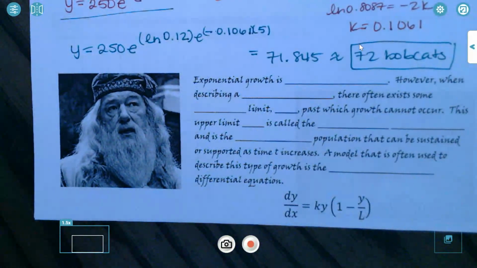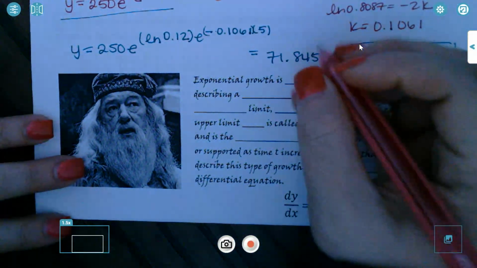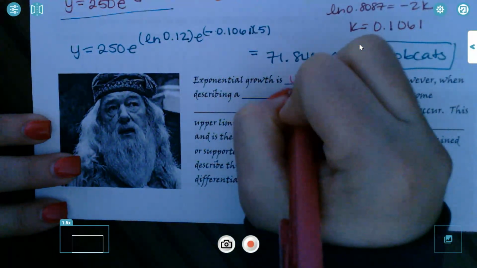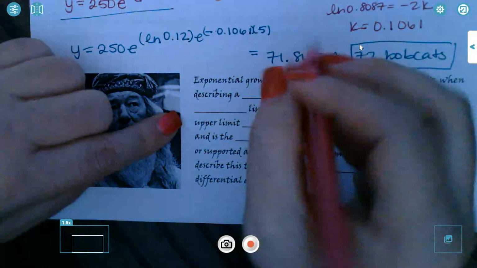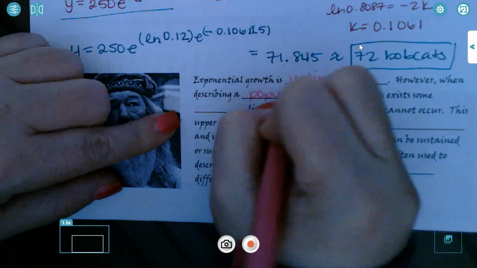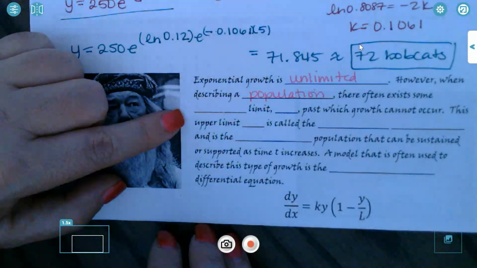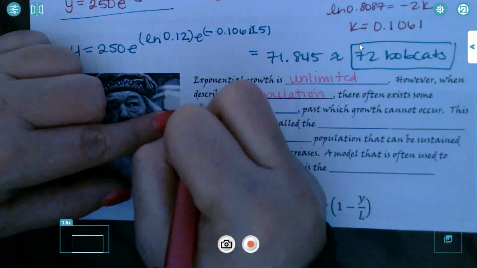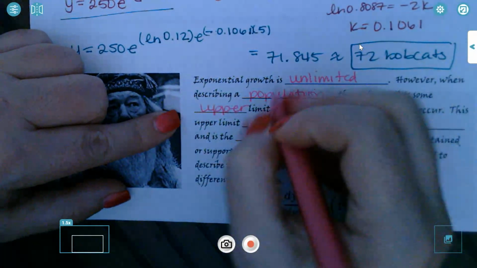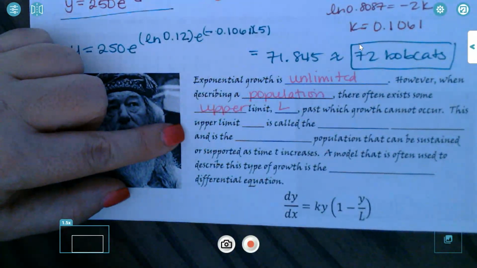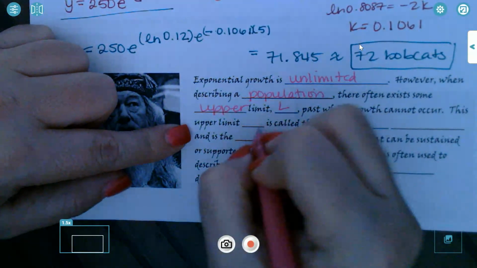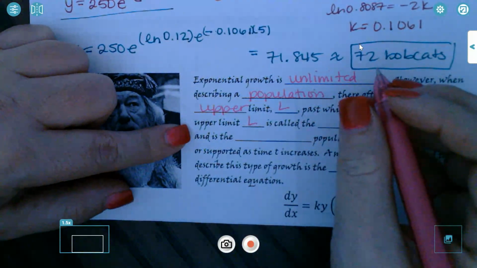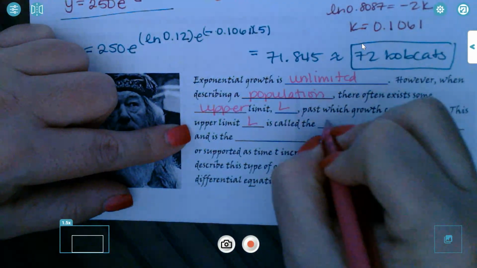All right. Okay, exponential growth is unlimited. However, when describing a population, there often exists some upper limit. We denote that by L, past which growth cannot occur. This upper limit, L, is called the carrying capacity.